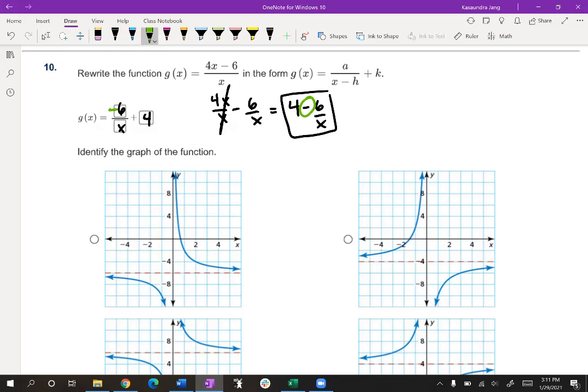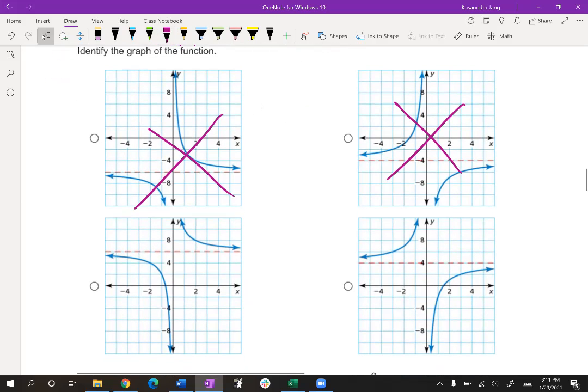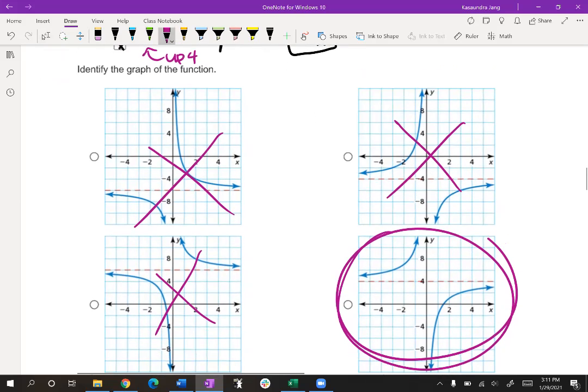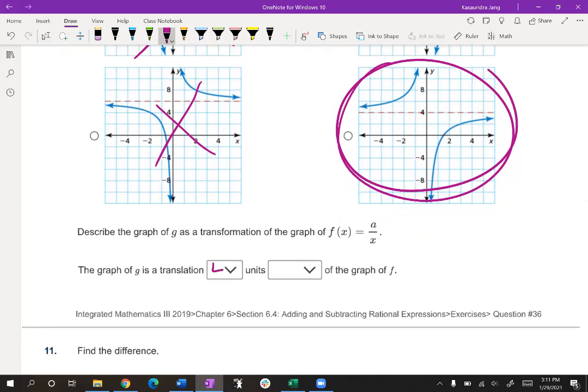Let's see. To identify the graph, I think the 4 is shifting everything, and then this negative right here is a reflection, a vertical reflection, which means, let's see, let's go up 4. This one went down like 5. That one's out. This one went down 4. No. This one went up 5, but I need to go up 4. So I think I'm going to go with this guy, shifting up 4. Okay, so there's my graph, and I kind of already said we were going to translate 4 units up. Okay, so we already figured that one out.